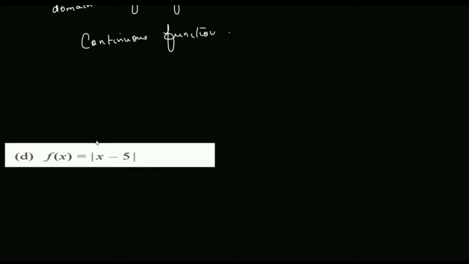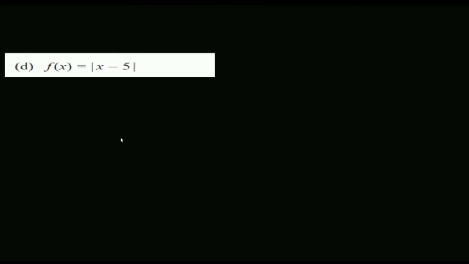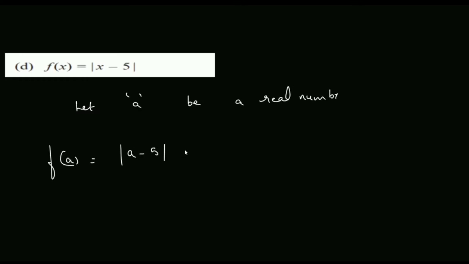Now let us do f of x is equal to modulus of x minus 5. So the same thing we'll do. Let a be a real number. Now we have to check whether the function is continuous. So first we have to find the functional value. The functional value is modulus of a minus 5, substituting x is equal to a. So this is equation 1.